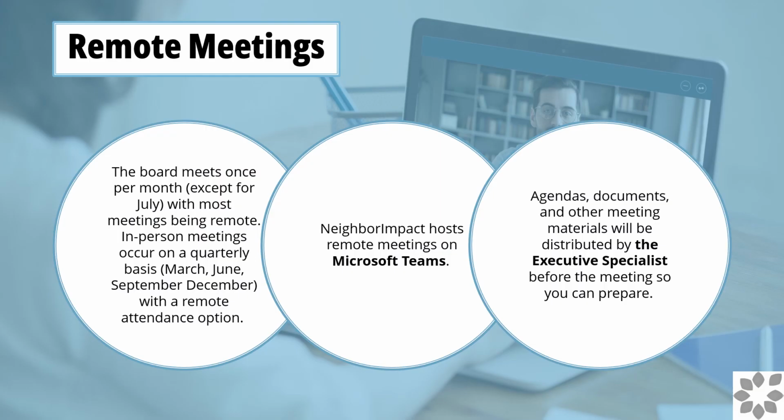As discussed in previous sections of your orientation, the Neighbor Impact Board of Directors meets monthly. While most of these meetings will be exclusively hosted remotely, all in-person meetings will have a remote option for board members who are unable to attend in person. The agency uses Microsoft 365 for a variety of technology solutions, such as Microsoft Outlook for emailing and Microsoft Teams for sharing files and hosting virtual meetings.